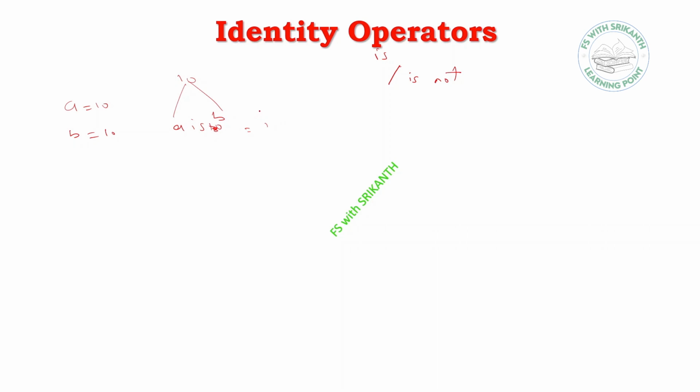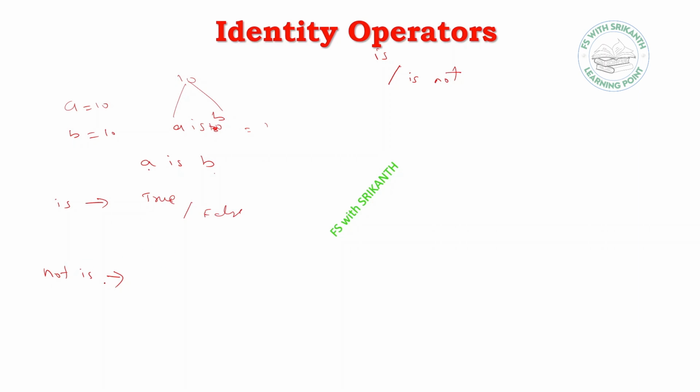So they evaluate the identity and equality of the objects being compared, rather than their values. So here are is and is not, two operators. It checks whether two variables refer to the same object in memory or not. So A is B means it checks whether both have the same reference or not. If both have the same reference, it returns True. If both have different references, then it returns False.